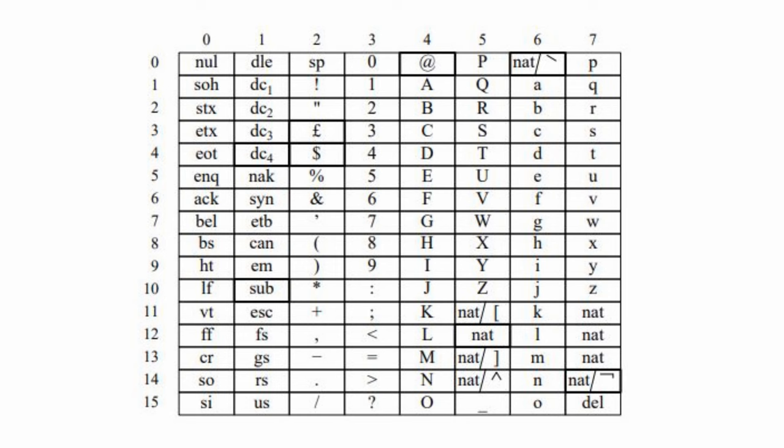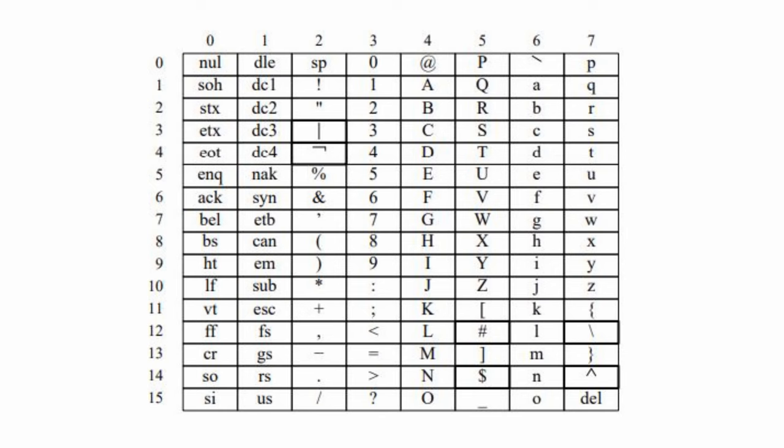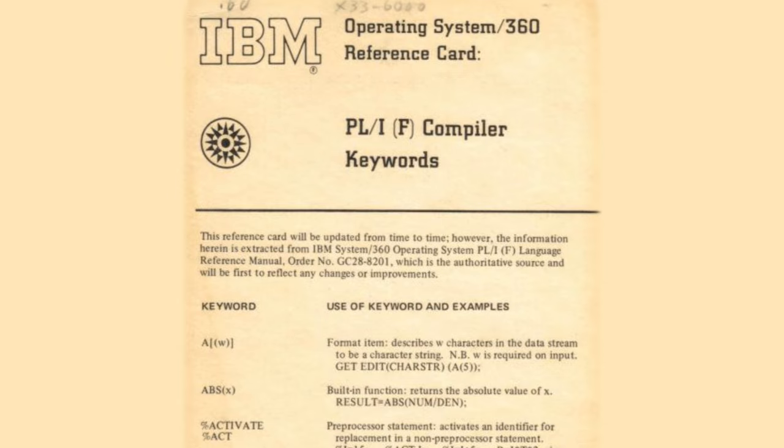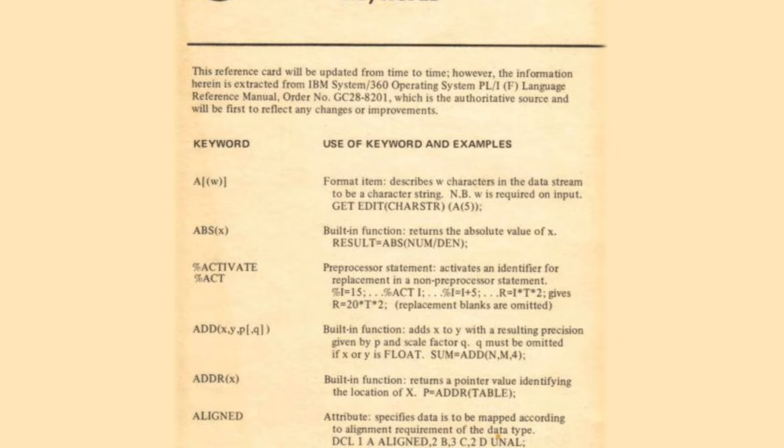His proposal was that the code table be arranged like so, with the vertical line or logical OR at position 2, 3 and the NOT or negate symbol at 2, 4. This would allow for operation of programming languages such as IBM's Programming Language 1 universally and on a wider variety of systems. But as the original ISO draft had already been accepted, changes would be difficult, so a compromise was made.